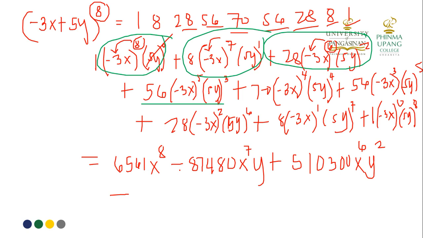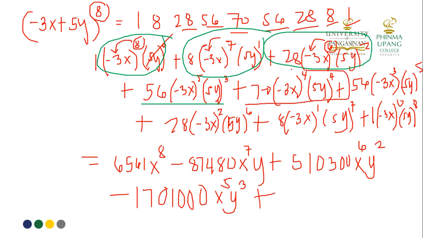Answer. Negative 1,701,000. X raised to 5, y raised to 3. Okay, next na. Go na. 70 yan, ha? 70. Pangit lang yung sulat ko.